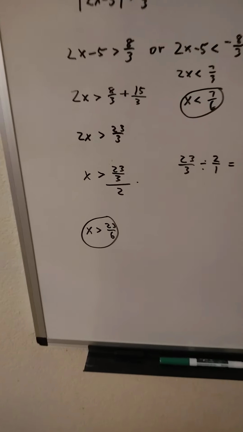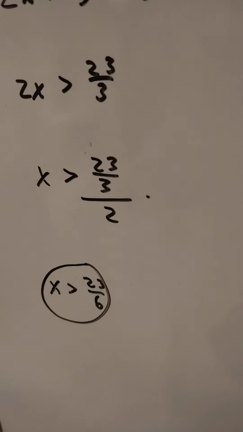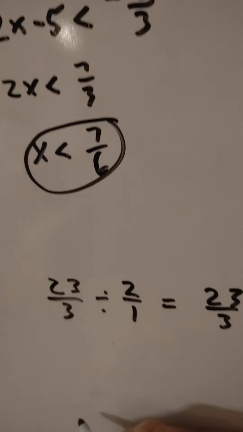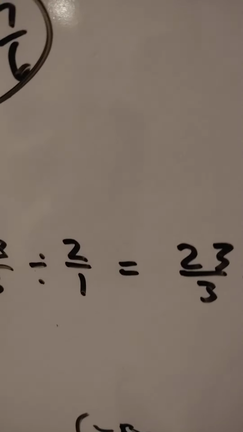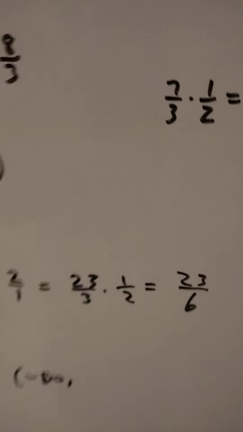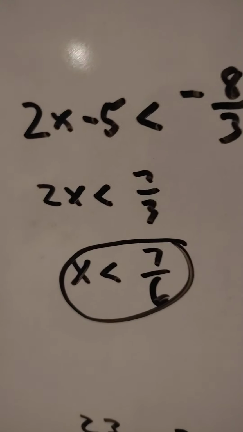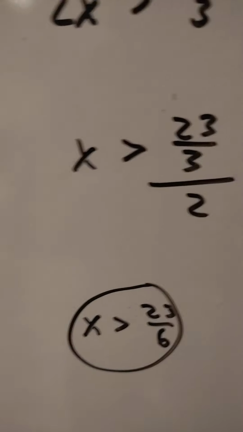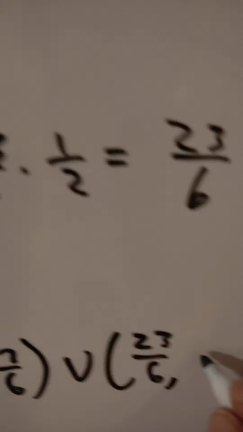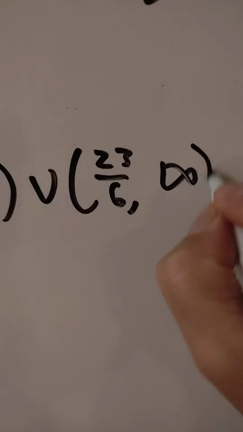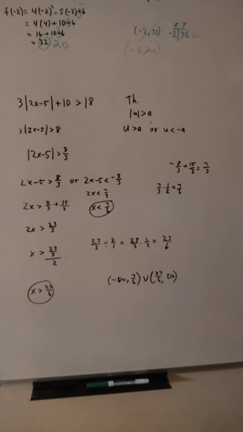Okay. Let me write that in interval notation. So low to high. X is less than 7/6. So that means negative infinity, comma, 7/6. Union, x is greater than 23/6. 23/6, comma, infinity. So there's the answer in interval notation. Let me step back so you can see it all. Maybe you want to pause it so you can look at all that work.